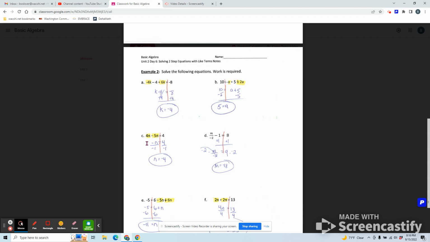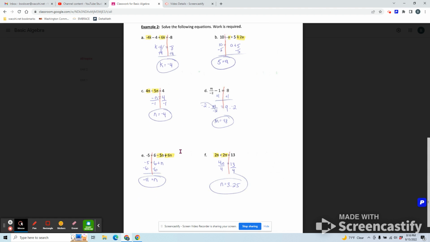So what I'm doing is I'm undoing that multiplication with division. I'm dividing both sides by negative 1. So 4 divided by negative 1 is going to give me negative 4. And if you want to check your answer, take negative 4, substitute it back in, see if you get 4. And you should. If you don't, you did something wrong.